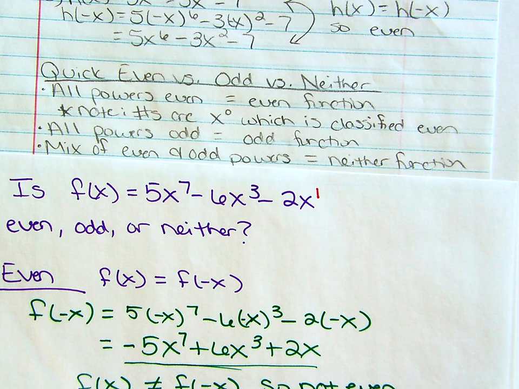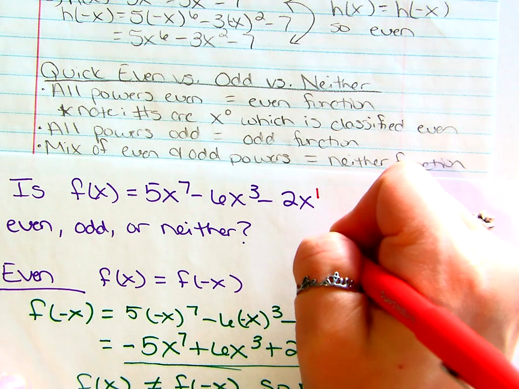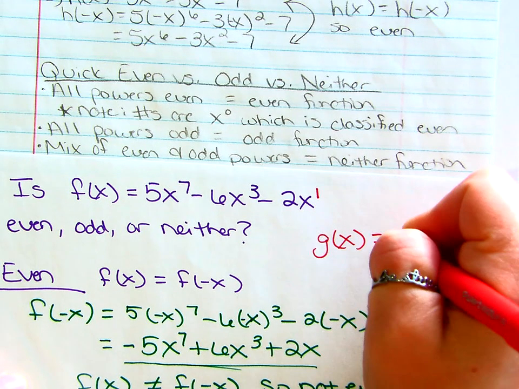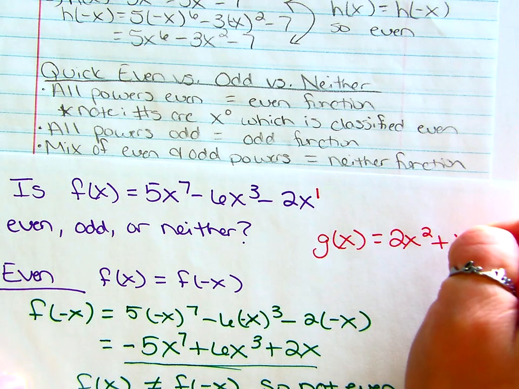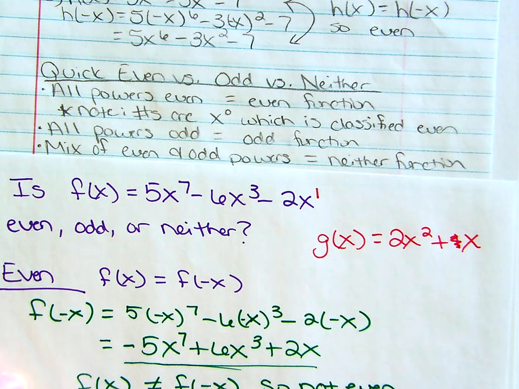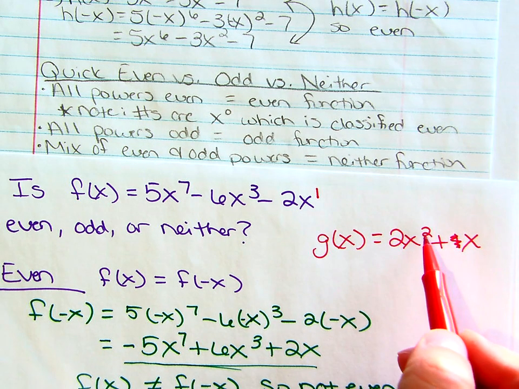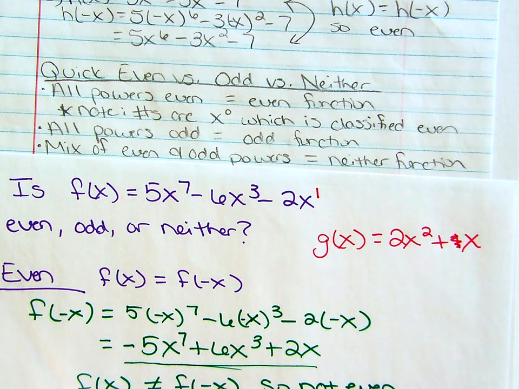So if I had, I'm going to do one right here, g of x equals 2x squared plus x, it's a neither, because we have an x squared, which is even, and we have an x, which is odd. So we would have a neither function. And we don't have to test anything. No more negative x's getting thrown in there. You just look at the powers and determine if it's even, odd, or neither, which is pretty sweet.